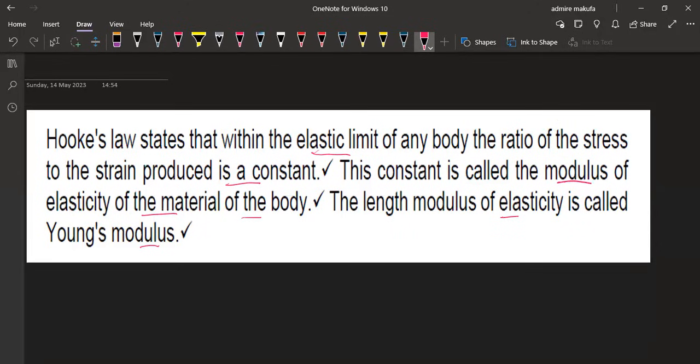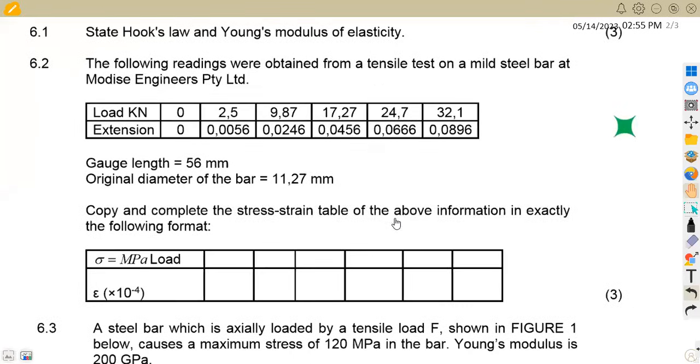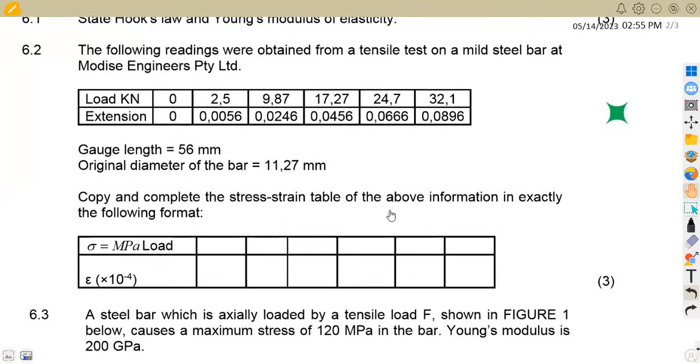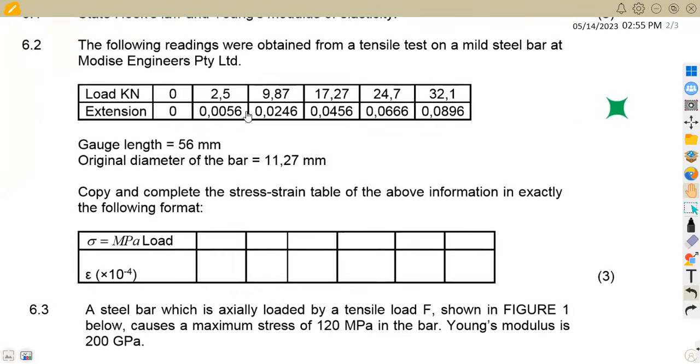All right, the other part of the question, which is 6.2, we are now given that the following readings were obtained from a tensile test. Take note when you are dealing with the tensile test of a bar, we have the load in kilonewton and the extension, which is given in millimeters. The gauge length is in millimeters. The diameter is in millimeters. So these dimensions that you see here are in millimeters, and the force, which is our load, is given in kilonewton.